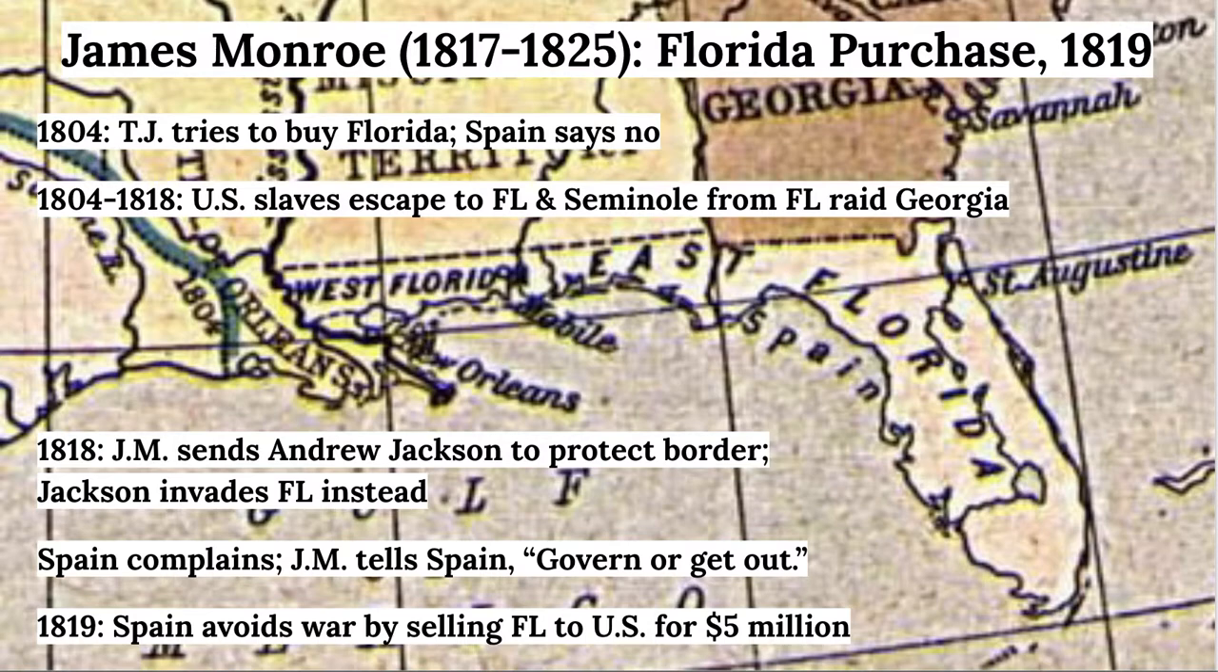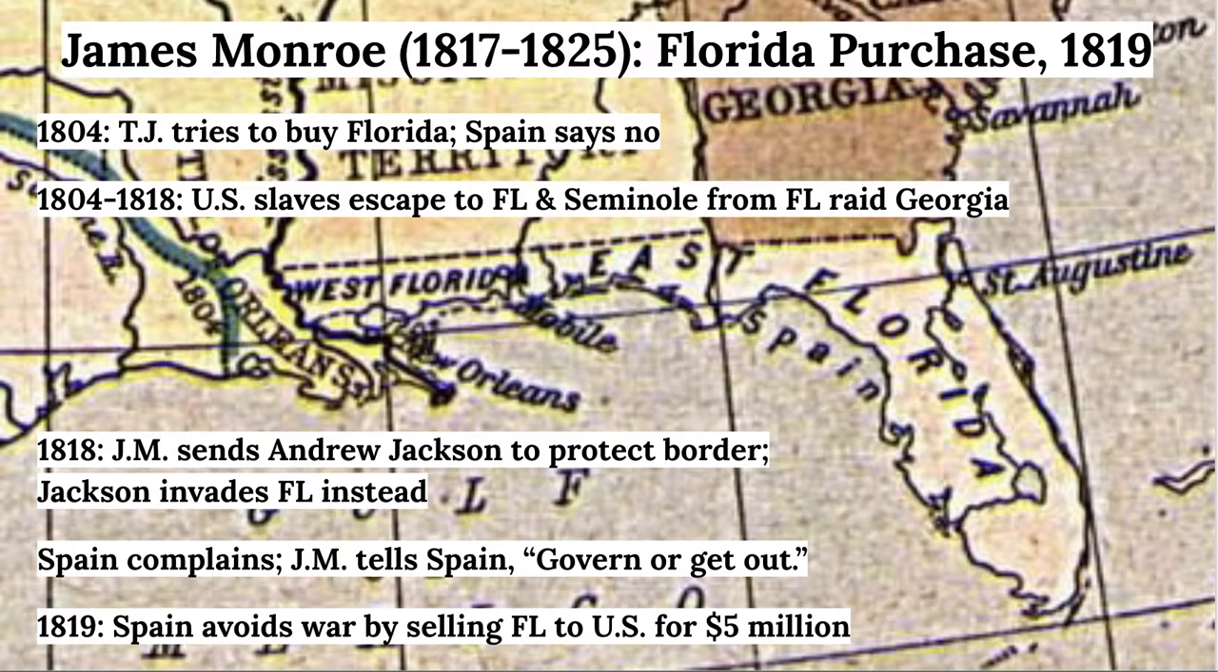1804 to 1818, American slaves in the South are escaping to Florida. It's a quick place for them to get to, and then they can be free, right? Also, Native Americans living in Florida, particularly the Seminole, they're still like, I don't know why Spain says it's their land and you say it's your land. It's really all our land. So the Seminole are attacking from Florida as well. They're raiding in Georgia. So we've got slaves going into Spanish Florida. We've got Seminole attacks coming out of Spanish Florida. And Monroe's like, we got to do something about this.